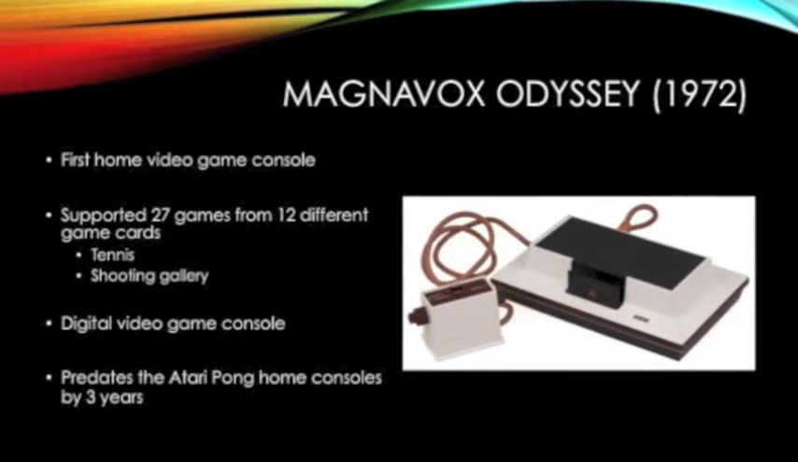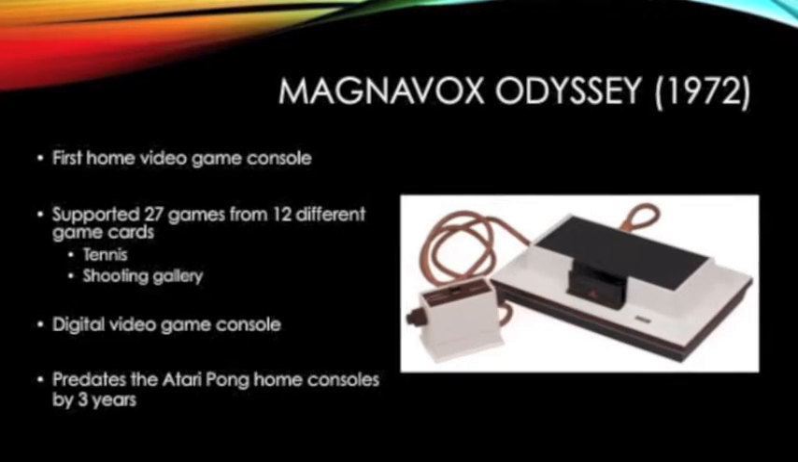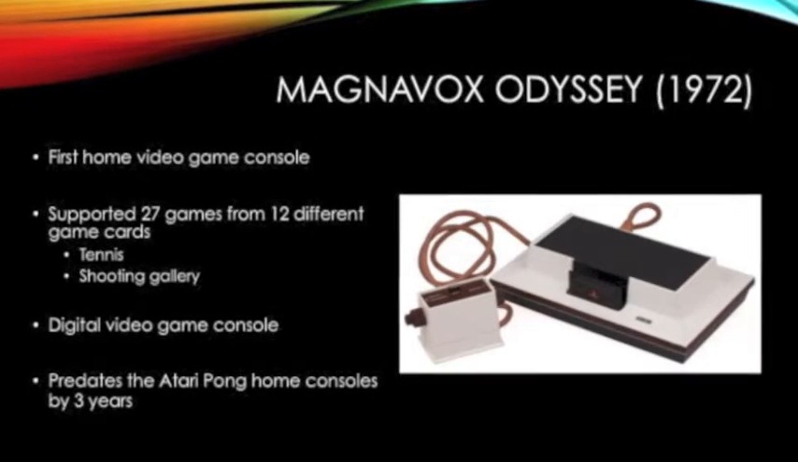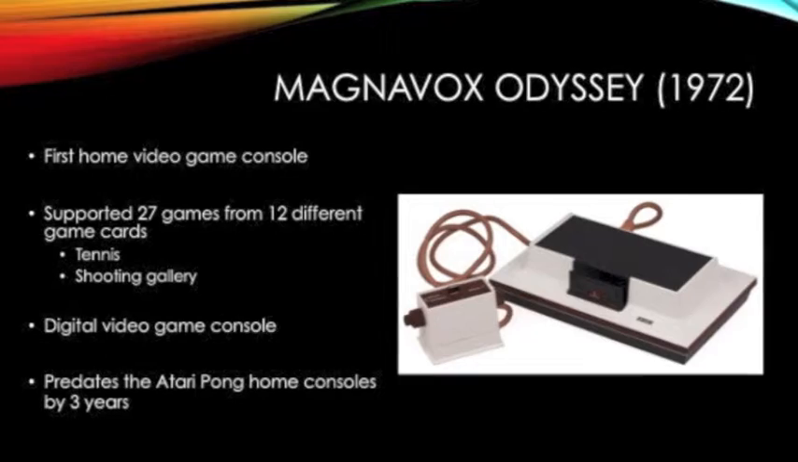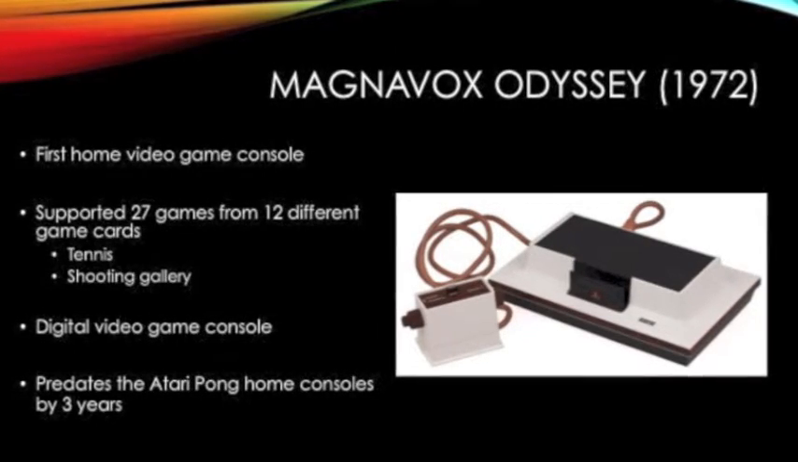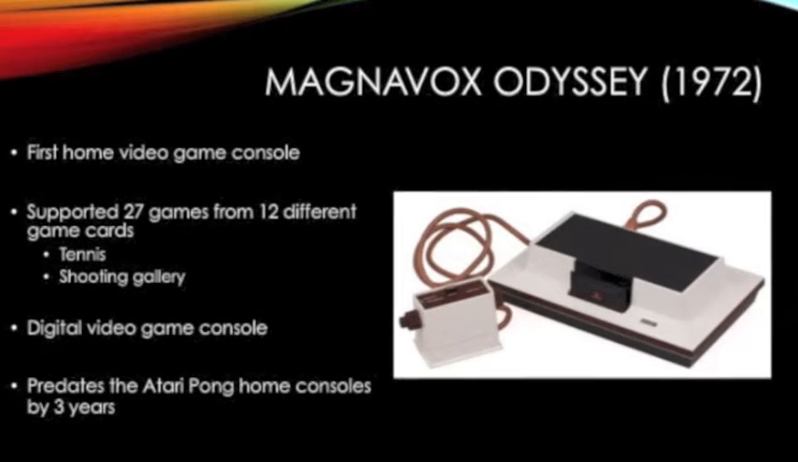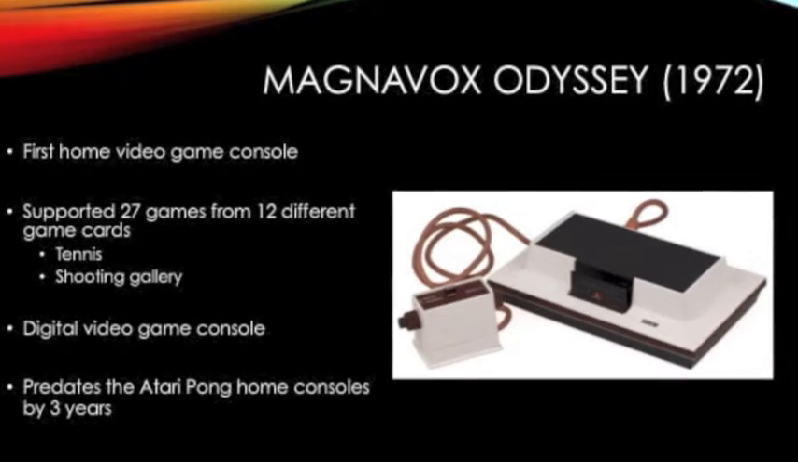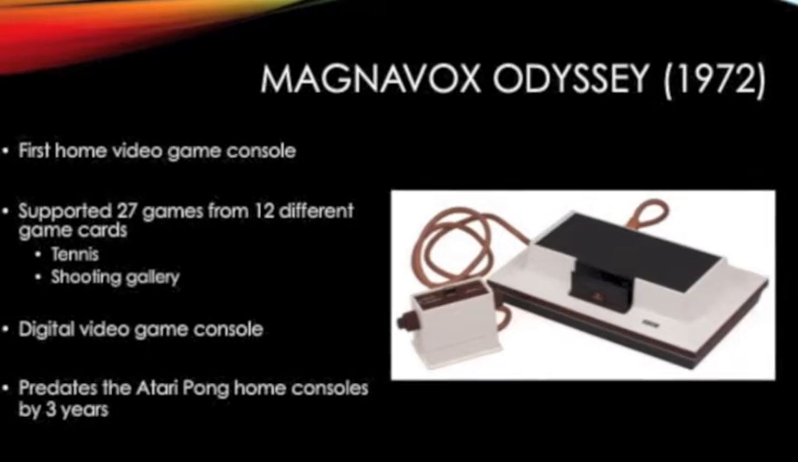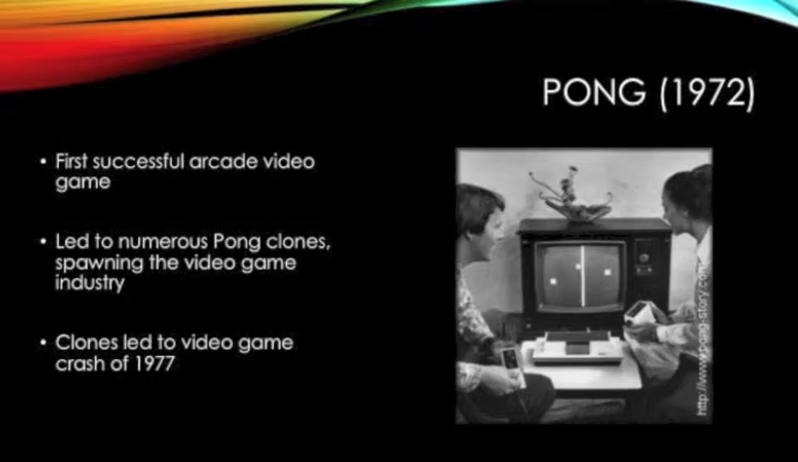In 1972, the Magnavox Odyssey was the first home video game console. It supported 27 games from 12 different game cards, games such as tennis and shooting gallery. It was also the first digital video game console. It predates the Atari Pong home consoles by 3 years.